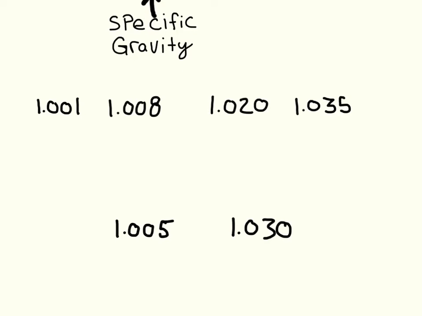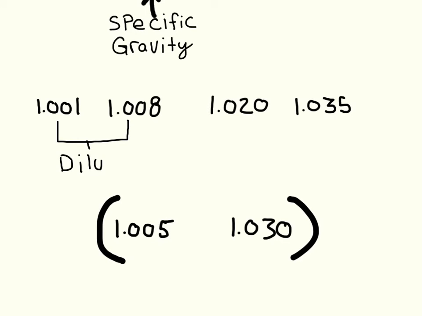Now the ranges for specific gravity are going to vary by source. Most of our cases, we say that the normal range is between 1.005 and 1.030. The textbooks say that anything between 1.001 and 1.008 is considered dilute. And they say that anything between 1.020 and 1.035 is concentrated.